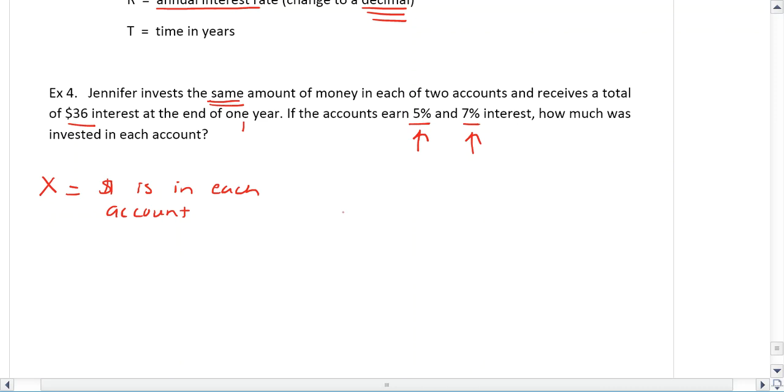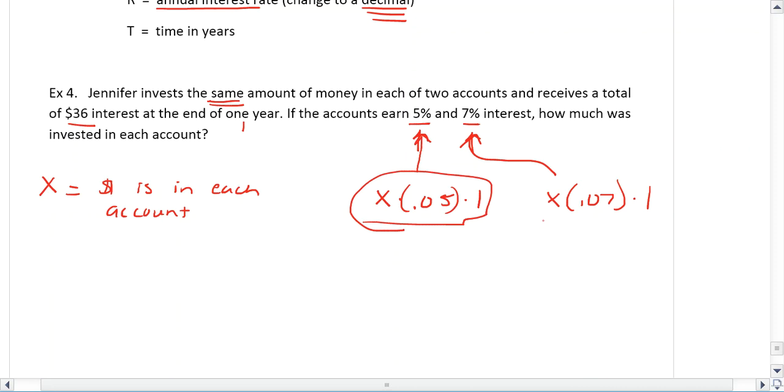So first the 5%. Well, X is the principal. That's the starting money. So if she started with X, and 5% as a decimal is 0.05, and times 1 year. Okay, no big deal, timesing it by the 1. So that's the interest for the 5%. Now let's look at the interest for the 7% account. The principal again is X dollars. 7% as a decimal is 0.07 times the 1 year. So if we have these two, this is how much interest she got at 5%. This is how much she got at 7%.